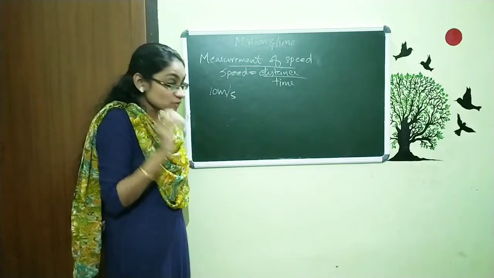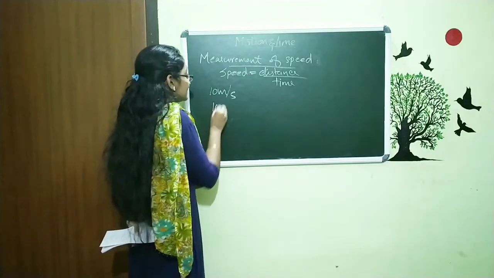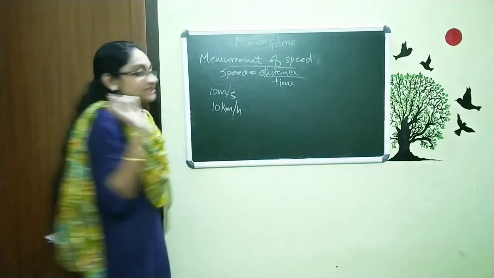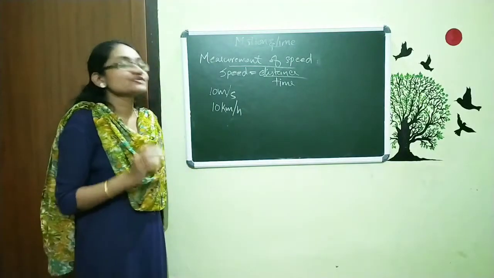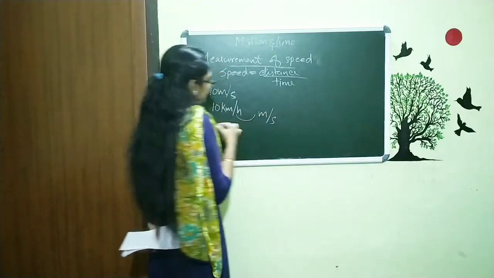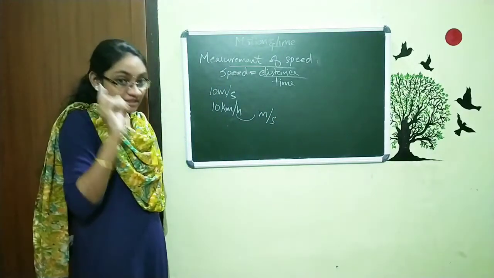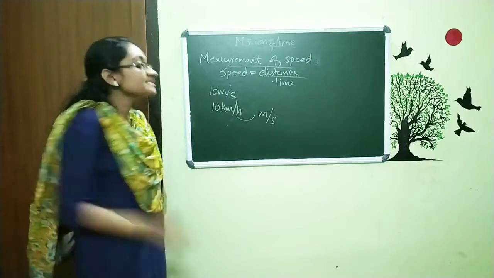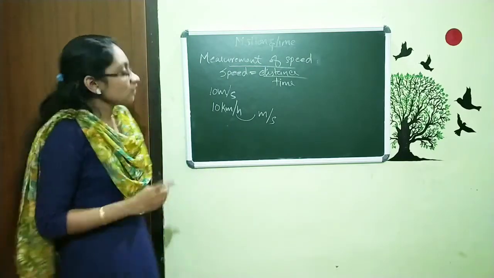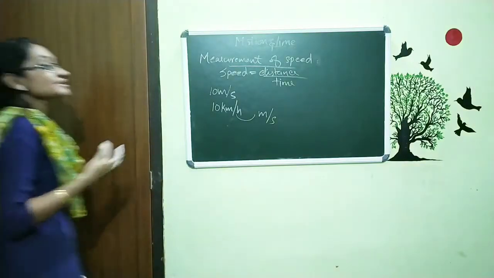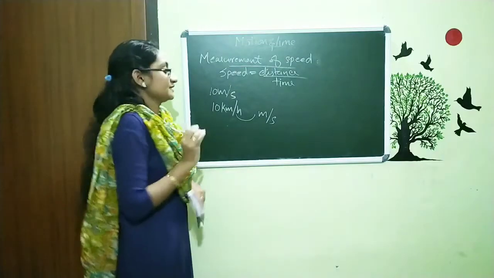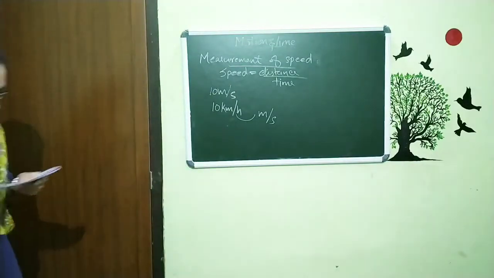But in some questions you can see 10 kilometer per hour. In such cases, we want to convert this kilometer per hour to meter per second. For that, we have one equation. Now we are going to study how we can convert a unit from kilometer per hour to meter per second. Very simple. Now we are going to discuss that.